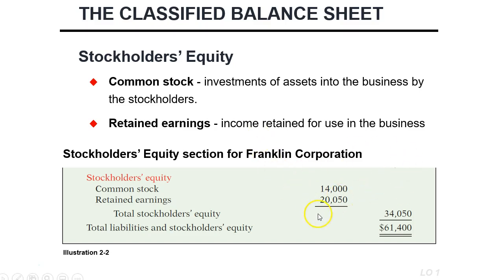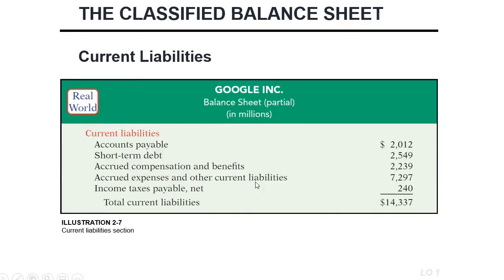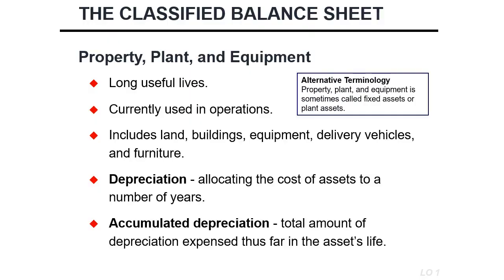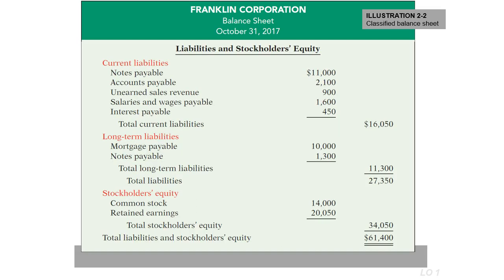And as we mentioned before, the balance sheet still has to balance. When you add your assets, they must equal your liabilities plus your stockholders' equity. So make sure that you understand those different categories of the classified balance sheet, understand the different types of assets: current assets, long-term investments, PP&E, intangible assets, current liabilities, long-term liabilities, and your balance sheet must always, always, always be in balance. Your assets must equal your liabilities plus your stockholders' equity.